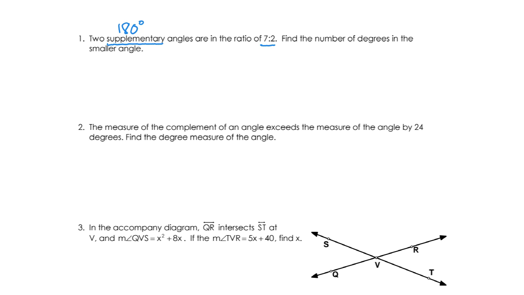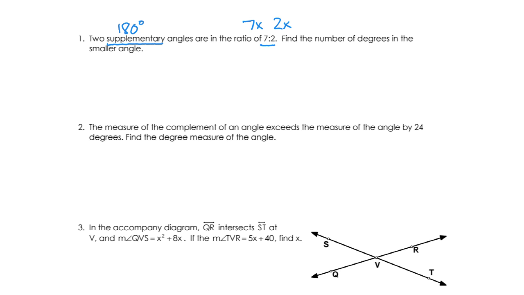And anytime you have a ratio, you probably didn't do a whole lot of work with it in algebra, but the trick in geometry is all you have to do is attach an x to each number. And then we will use those in our equation. Find the number of degrees in the smaller angle.